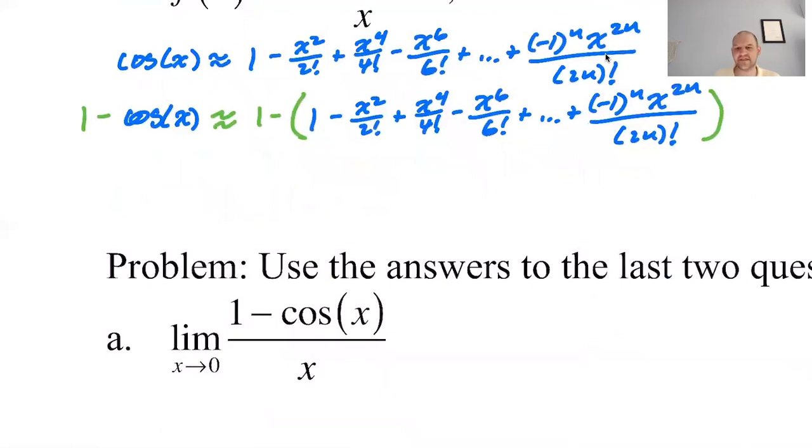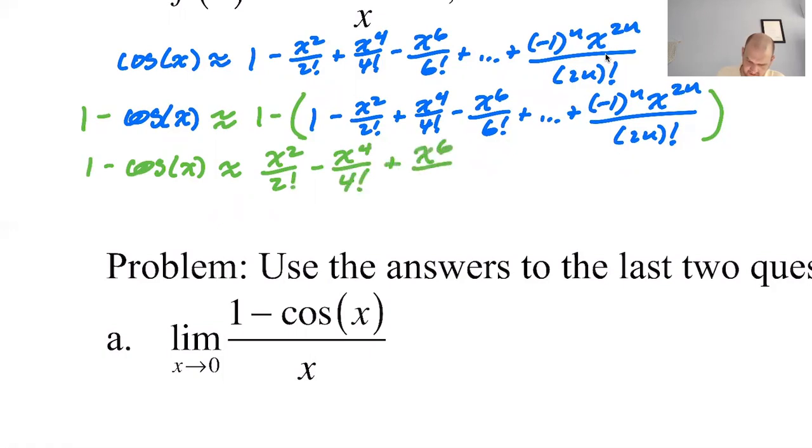All right, so what does that mean? Well, there's only one 1 that we're subtracting from. So what's going to happen is you're going to do 1 minus 1. That's 0. Then you're going to take this negative and distribute it across every term, so the sign of everything changes. So we could say that 1 minus the cosine of x is approximately, the sign of everything changes and the 1 disappears. So it's going to be positive x squared over 2 factorial minus x to the 4th over 4 factorial plus x to the 6th over 6 factorial.